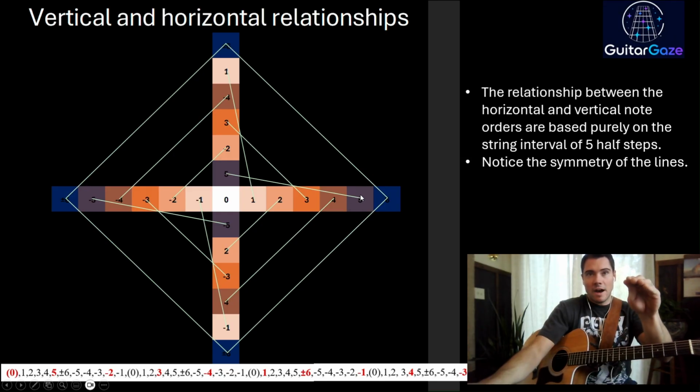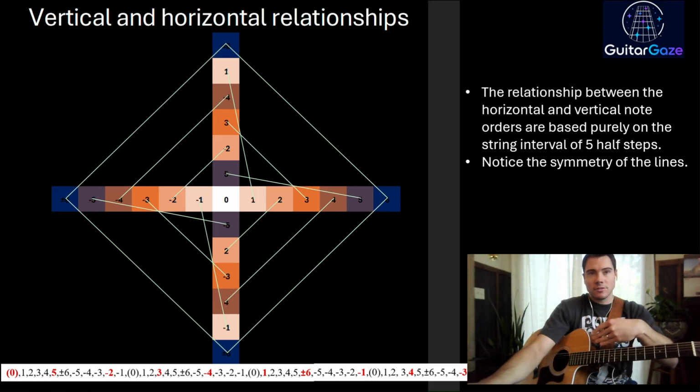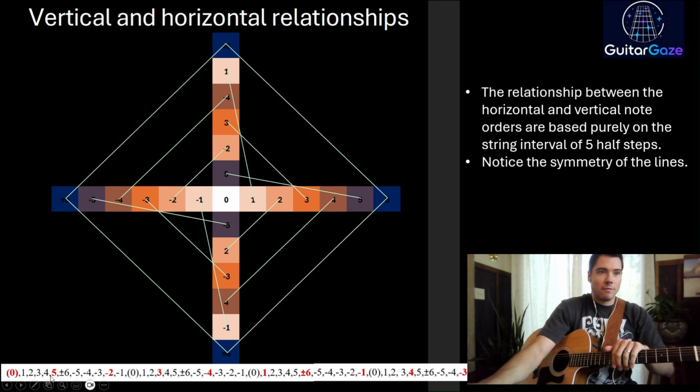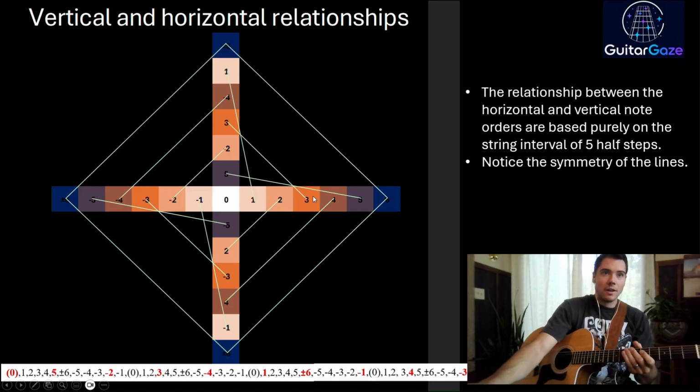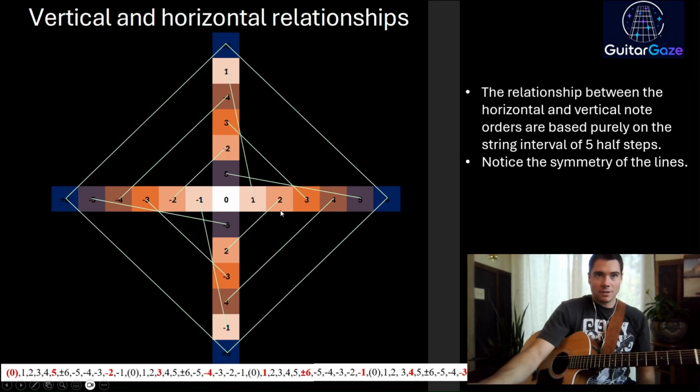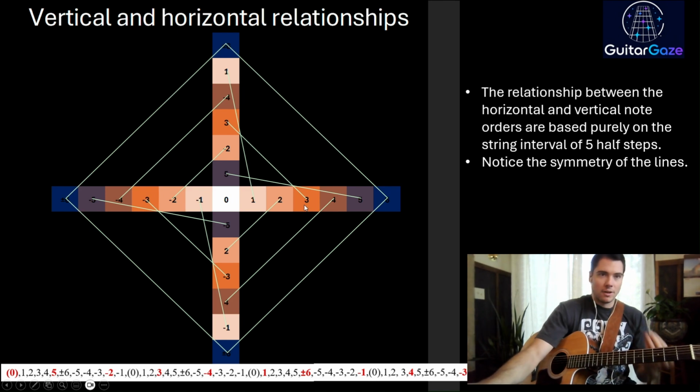So now, if we go from 5 and we add 5 more steps, that's equivalent to the string interval. So we're going up a string. You go from 5 down here, 5 more steps, 1, 2, 3, 4, 5, that gets you to -2, which is the next spot. 1, 2, 3, 4, 5 gets you to 3. 1, 2, 3, 4, 5 gets you to 4, and so on. Same applies to below the root note. This shows you the vertical to horizontal relationships of the two-dimensional system of the guitar.